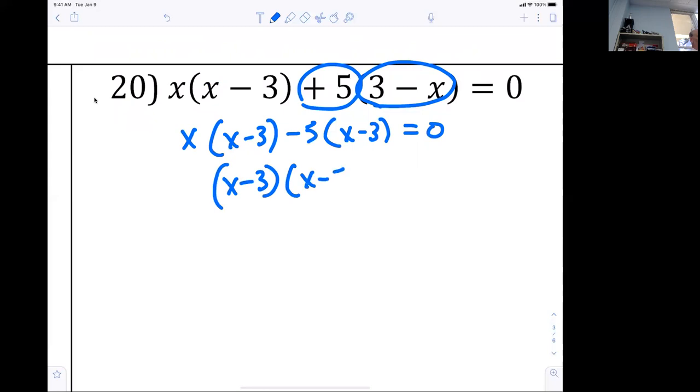So the first x would be positive 3, second x would be positive 5.